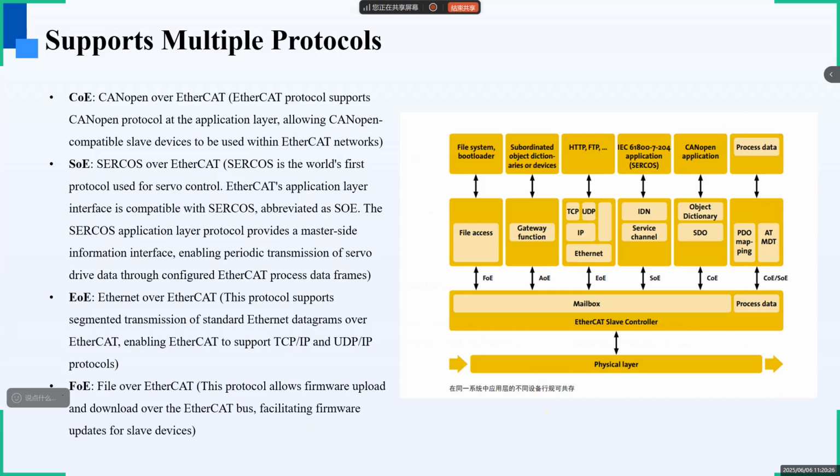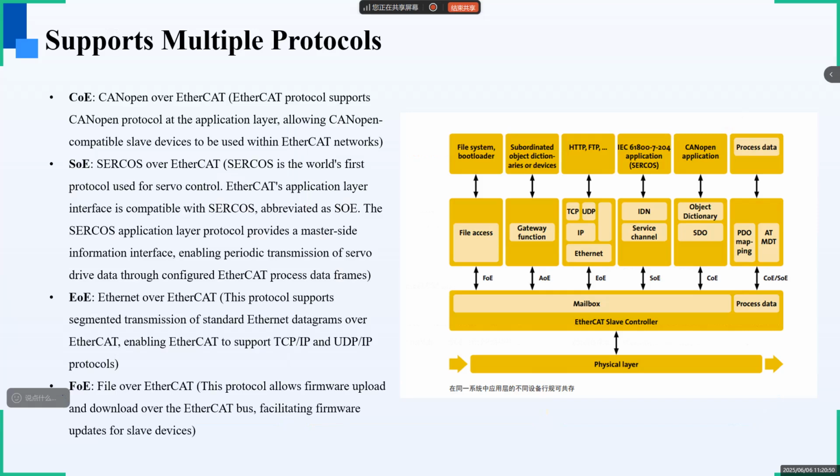The full name of CoE is CANopen over EtherCAT. It is running the CANopen protocol on the 1K protocol. The full name of SoE is Servo Drive over EtherCAT, usually used to control servo motors. The full name of EoE is Ethernet over EtherCAT.